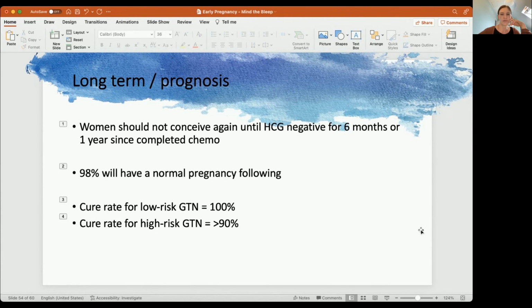If they did get to a point where they needed chemotherapy because of invasive disease, if it's low risk GTN, and you really don't need to know what low risk is, but essentially high risk are things like distant metastases and things like that. If it's low risk, then everyone gets cured in the UK. It's literally 100%. But if they're a bit more high risk, not everybody gets cured, but most people do.